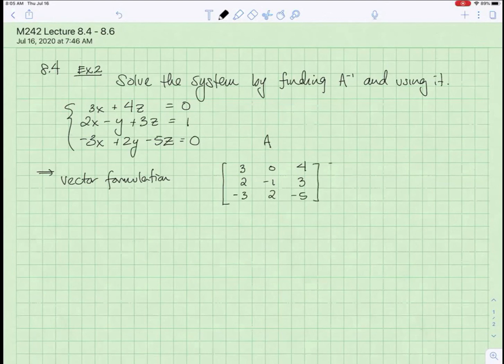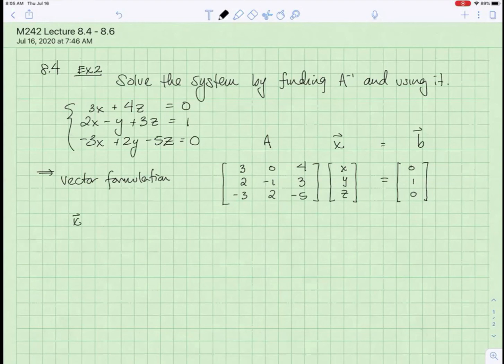We then have to multiply by our variable vector, which in this case is the variables x, y, and z. So that's our x vector. And this will be equal to our constant column b, which is the right side of all of our equations, 0, 1, 0. Now recall that we can solve this system, provided A inverse exists, by multiplying both sides on the left by A inverse.